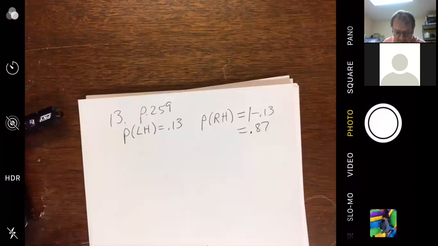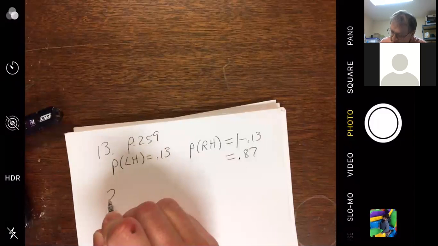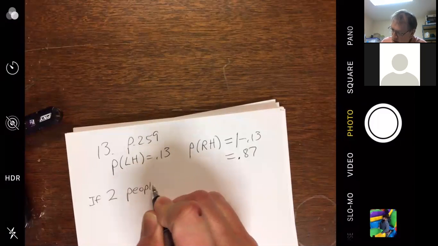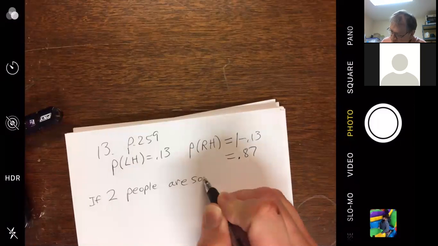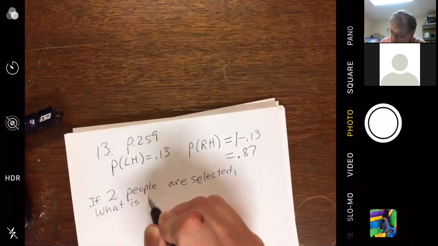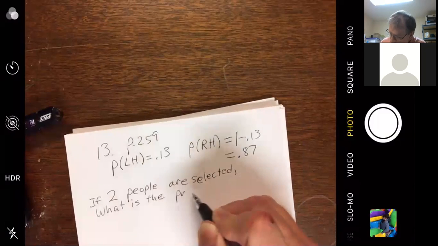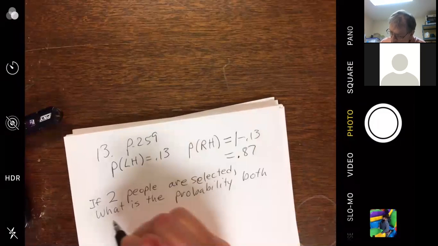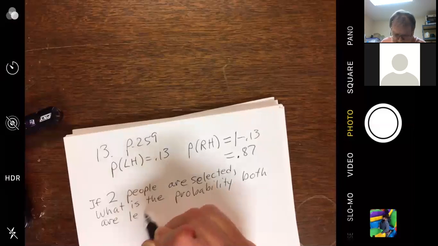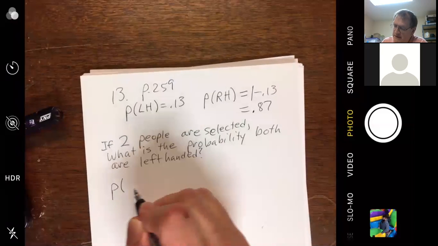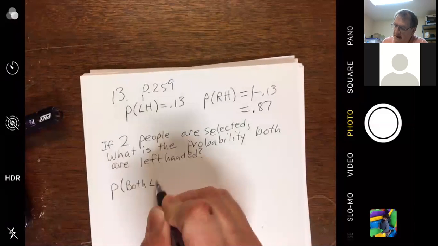Okay, here's the first question. If 2 people are selected, what is the probability both are left-handed? So I'll just write that this way, both left-handed.